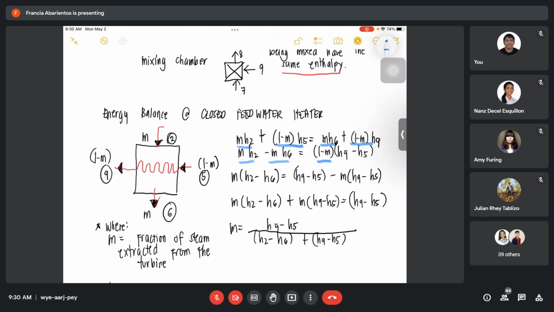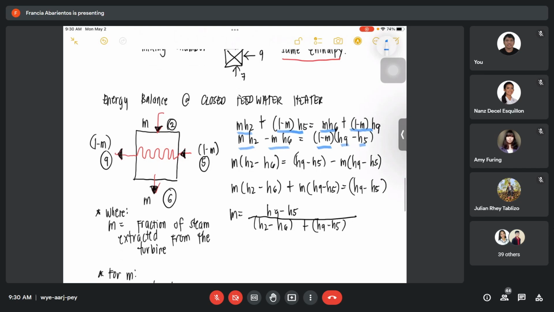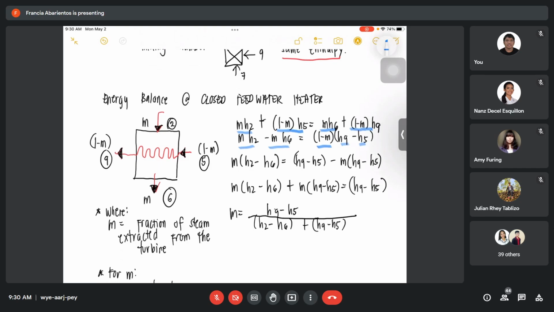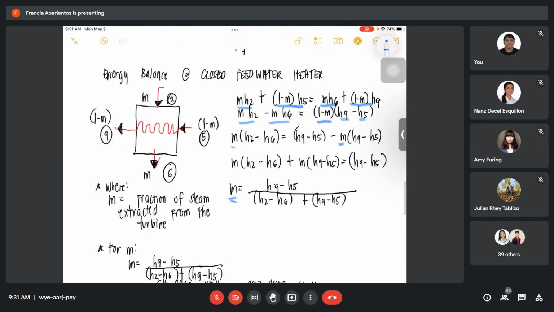So, class, you have this, the H9 minus the H5, in your algebra. We will get the extracted steam from the turbine. With simplification, we isolate our M, and the other M, because we need to solve for it. Using the equation, M is equal to (H9 minus H5) over (H2 minus H6 plus H9 minus H5).